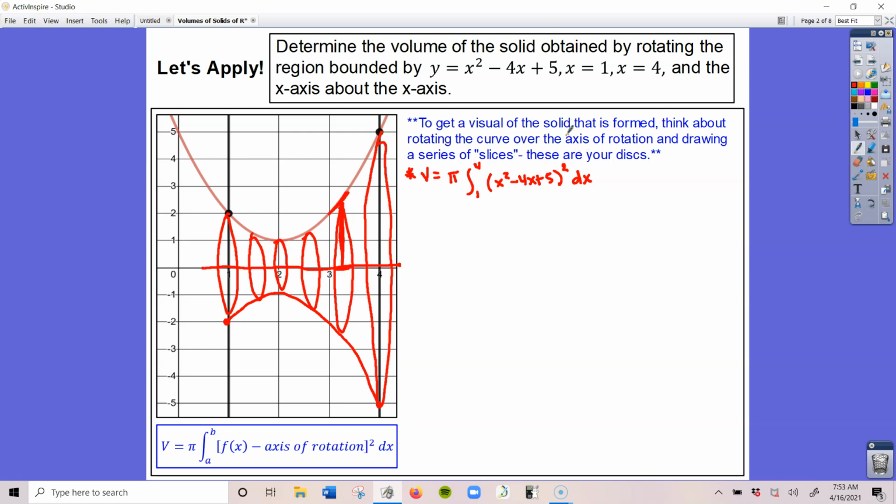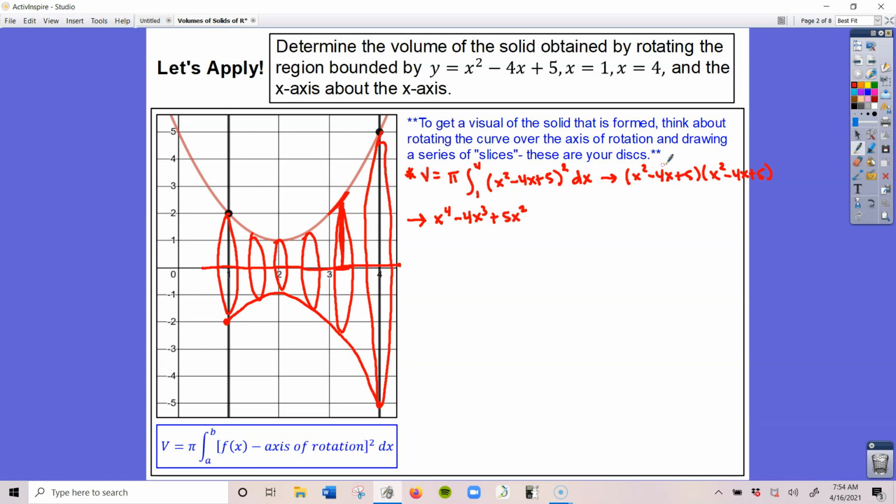So squared. Now in order to integrate this, I will have to distribute. So I will have to do x squared minus 4x plus 5 times itself. So that's exactly what I'm going to do first. We have x squared minus 4x plus 5 times x squared minus 4x plus 5. So let's go ahead and distribute everything and work that out. So this is going to be x to the fourth, because I'm distributing the x squared first, minus 4x to the third, plus 5x squared.